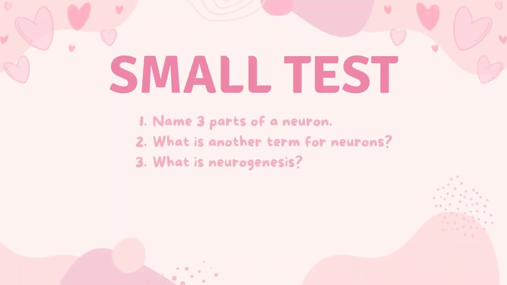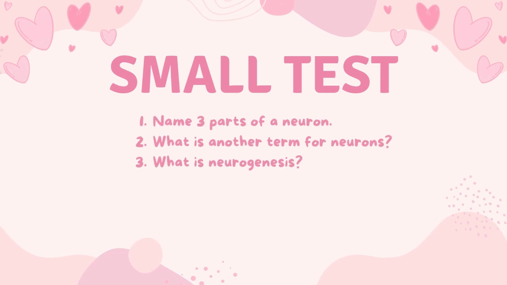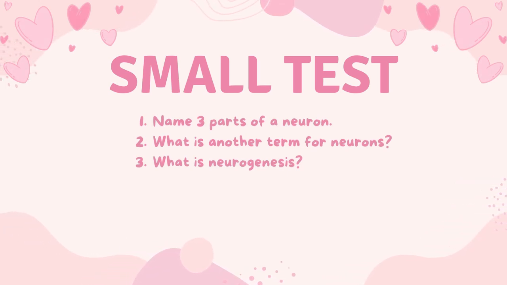Now that we're done, let's see if you can answer these questions without peeking. First, name three parts of a neuron. The next is what is another term for neurons? And last one is what is neurogenesis?